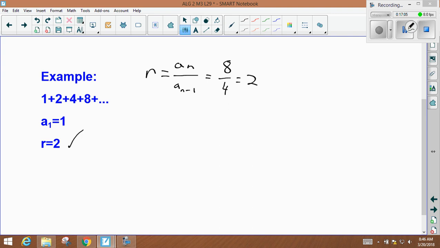These are in the form, so check this out, okay? These are in the form a sub 1 plus a sub 1 times r plus a sub 1 times r squared plus a sub 1 r to the third plus, and we keep going all the way up to a sub 1 times r to the n minus 1. Okay? You can see they're always going to be in that form.